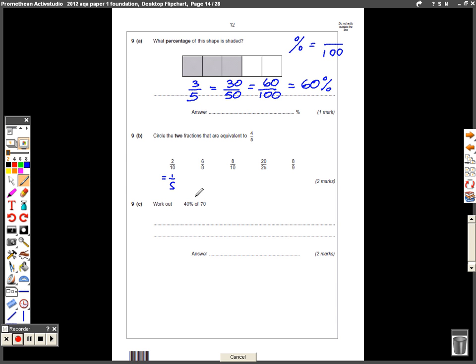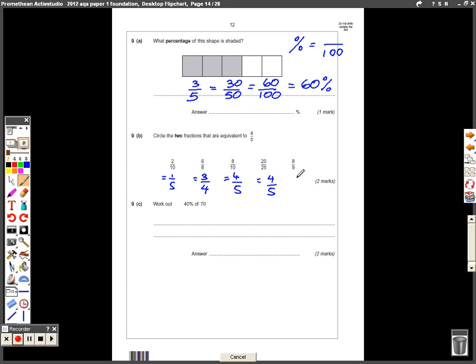6 and 8, well 2 goes into 6 and 8, so if I divide top and bottom by 2, I would get 3/4. 8/10, if I divide top and bottom by 2, 8 divided by 2 is 4, then 10 divided by 2 is 5. 20 and 25 are both in the 5 times table. 5s into 20 go 4, 5s into 25 go 5.